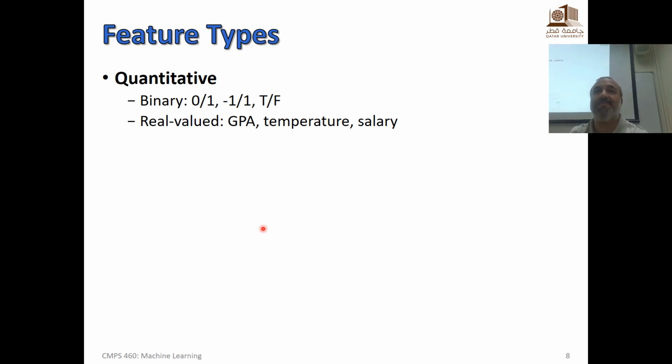So usually we represent them, in general, most of the models will need all the feature values to be numeric. Okay, so in this case, even if the feature is true or false, we'll have to convert it into numbers. So usually we use 0 or 1 or -1 and 1, okay, to represent the values. Of course, the easiest one is the real valued feature. Okay, so we'll just use the value, like the GPA, like temperature, like salary. These are naturally real valued features, so we'll just use the value that we have. Okay, so this is numeric features.